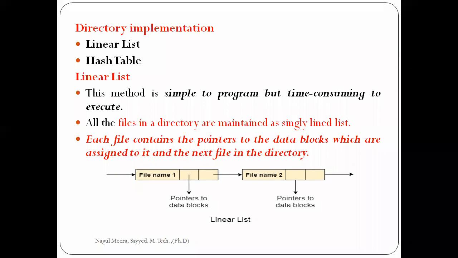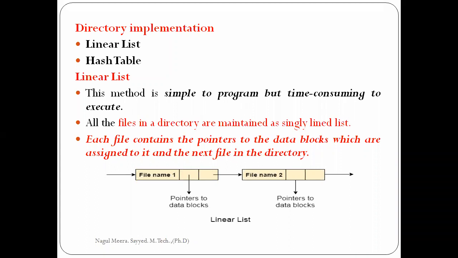That is directory implementation. There are two different types of directory implementation techniques. First one is linear list directory implementation. Second one is hash table. Linear list is completed, I am just recalling again. What is the meaning of linear list? This is a simple implementation technique, but when it is executed, it is a time consuming process. That is the drawback actually. So how is this implemented?